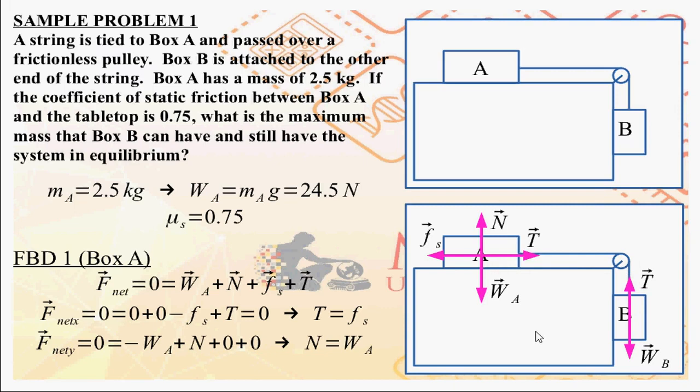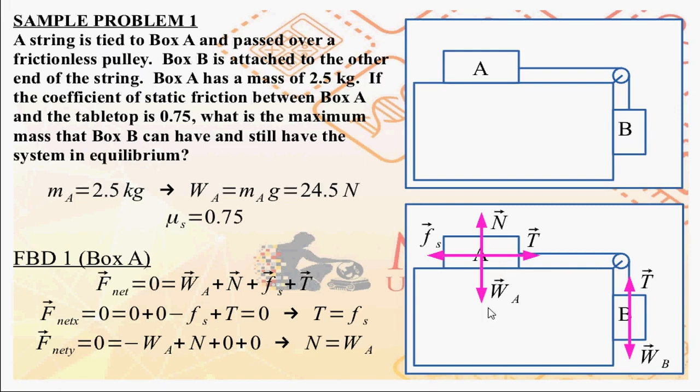And because of tension T pulling at box A, box A has a tendency to move to the right. So it has impending motion to the right. Static friction will arise to oppose that impending motion. Impending motion to the right, static friction will be to the left, always parallel to the surface involved.